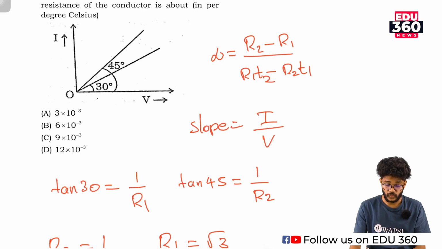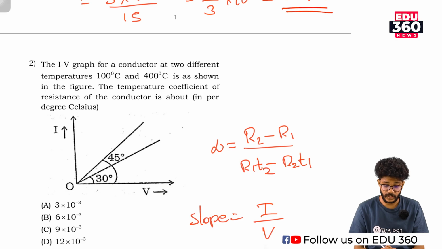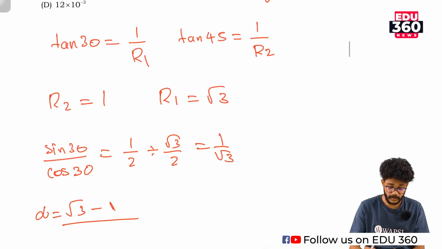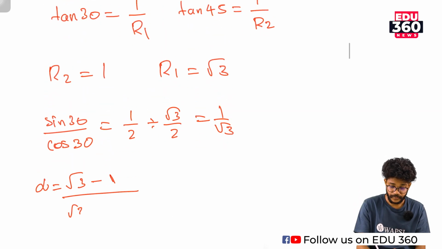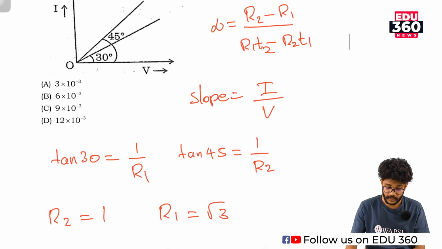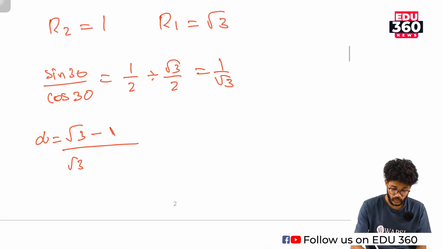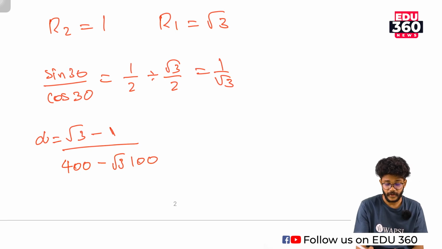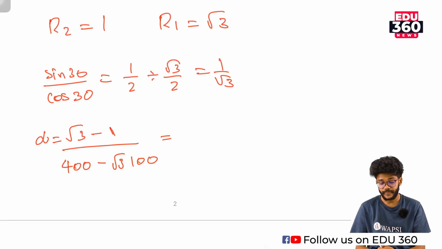R1 into T2. T2 is what? It is the highest temperature, that is 400 degrees Celsius, minus R2 into T1. R2 here is 1. So root 3 into 400, minus 1 into 100, and root 3 is approximately 1.71. That gives 0.7 divided by 400 minus 1.71 into 100, which means 171. 400 minus 171 is approximately 230.